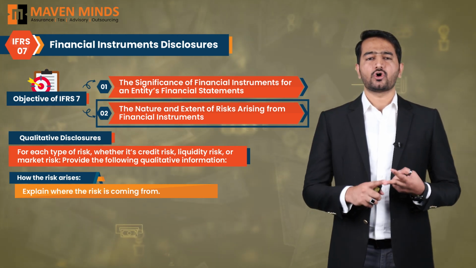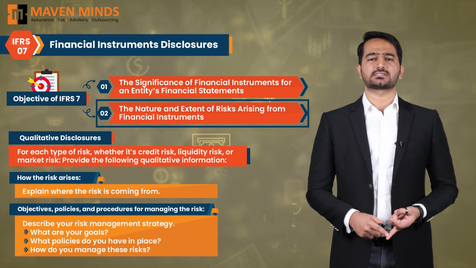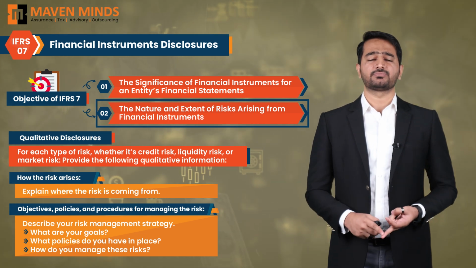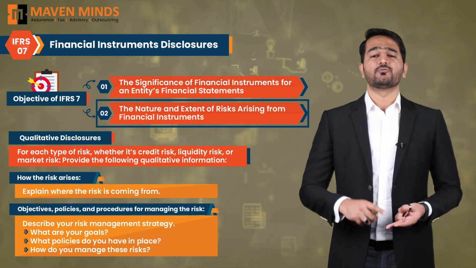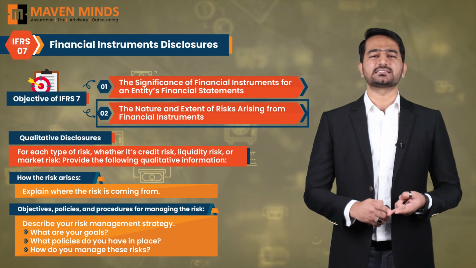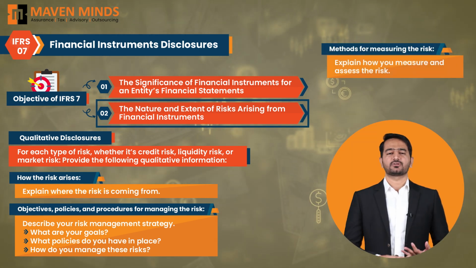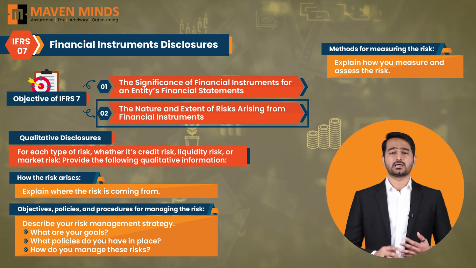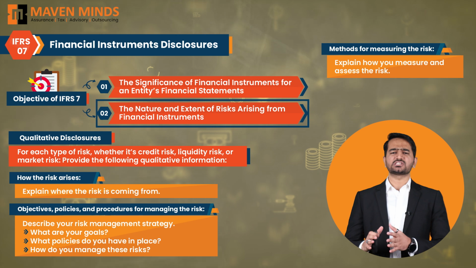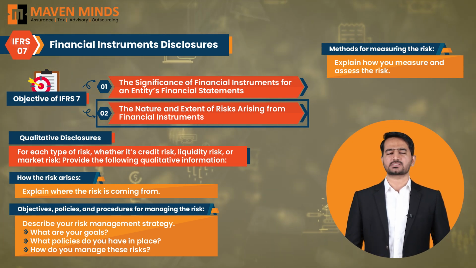Number 2, objectives, policies and procedures for managing the risk. Here you will describe your risk management strategy. What are your goals? What policies do you have in place? And how do you manage these risks? And number 3, methods for measuring the risk. Finally, you will explain how you measure and assess the risk. Are you using specific models or tools to evaluate the potential impact of the risk?